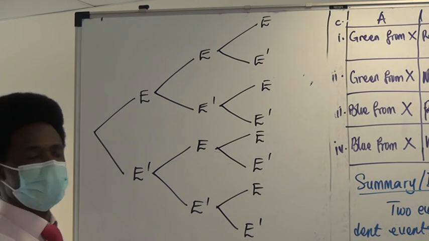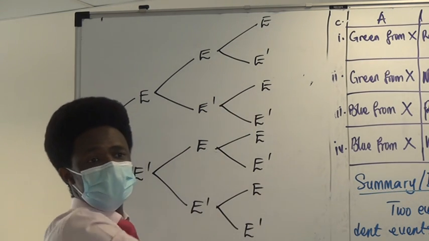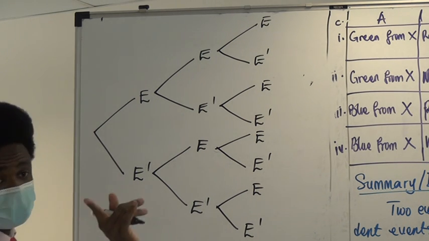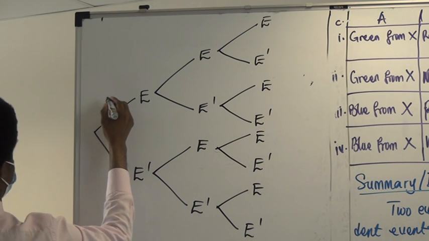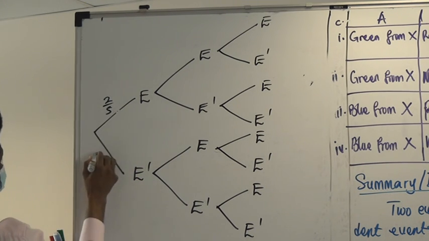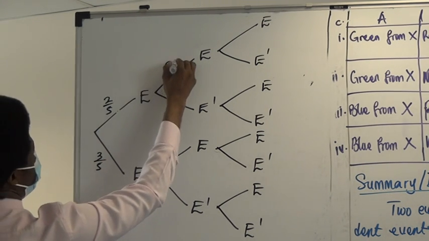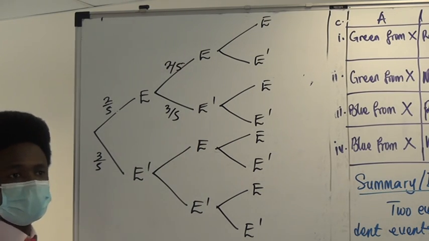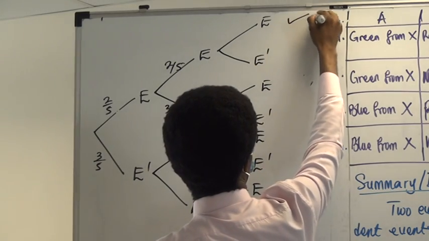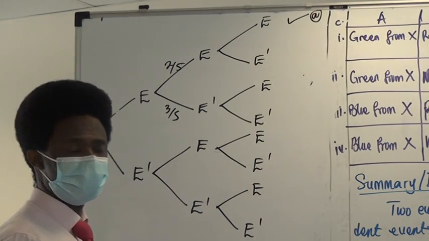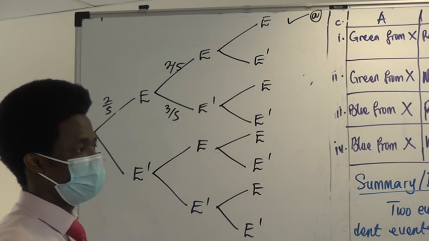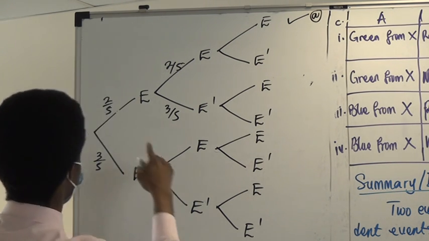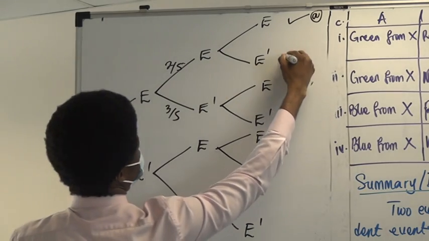If you draw your tree diagram and the sum of these chances does not give you 1, then something is wrong. So let's see, especially in independent events. This is 2, right? Then this is 3. So 2 over 5, 3 over 5. You completed 2 over 5, 3 over 5. So for the first question, this is what you are looking for. This is question A. Right? For the second question, you want E prime. This is what you are looking for.